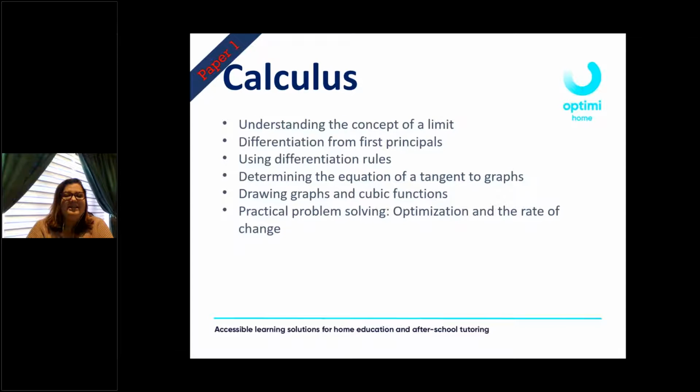Calculus will be assessed in paper one. So when you prepare for paper one, you should include this in your preparation. You will not prepare calculus for paper two. So don't spend time on it for paper two. Paper one is the paper in which calculus will be assessed.